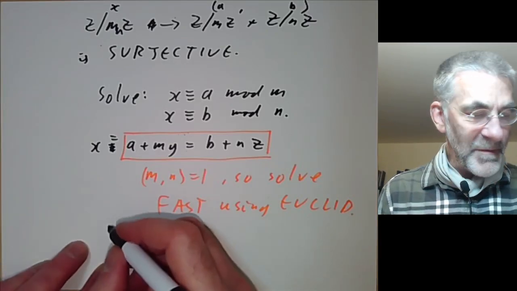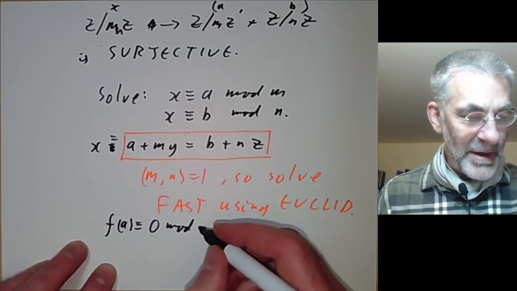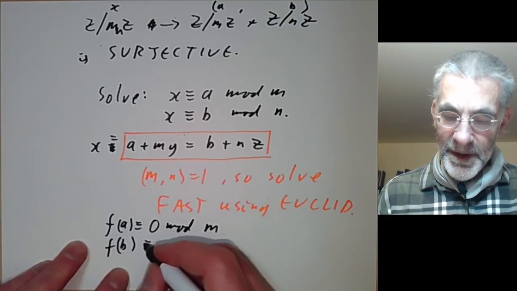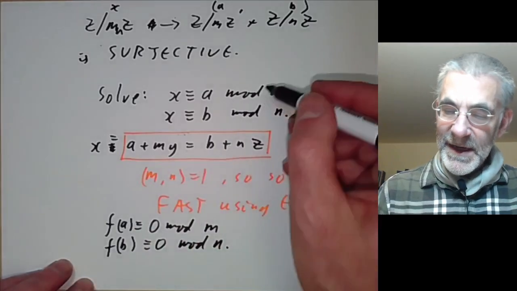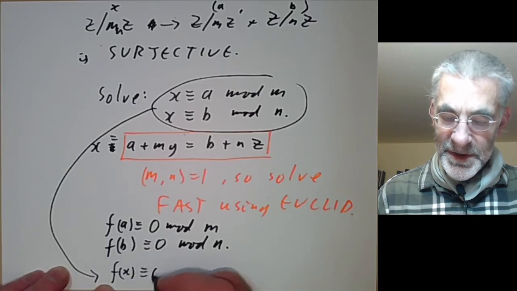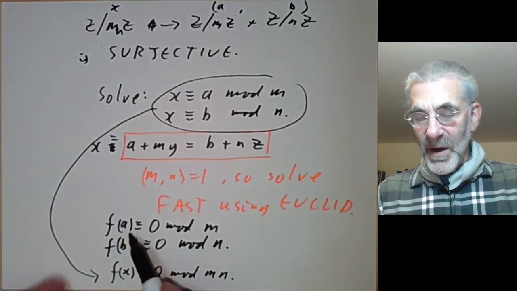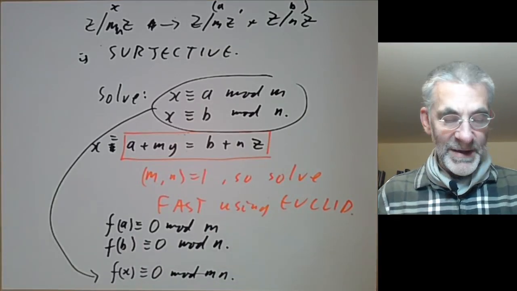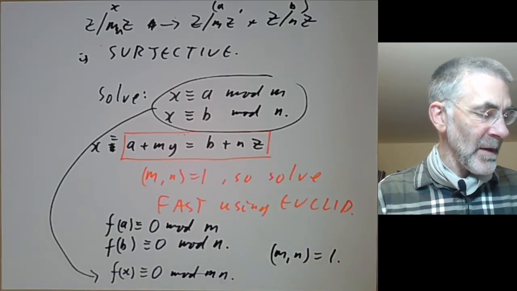And now this is useful, because if we want to solve f(a) congruent to 0 mod mn, we might solve f(a) congruent to 0 mod m, and f(b) congruent to 0 mod n. And then if we find an x satisfying these conditions here, then we will get f(x) congruent to 0 modulo mn. So by using this isomorphism, we can reduce solving an equation modulo mn to solving an equation modulo m and modulo n. Again, as usual, m and n have to be coprime.